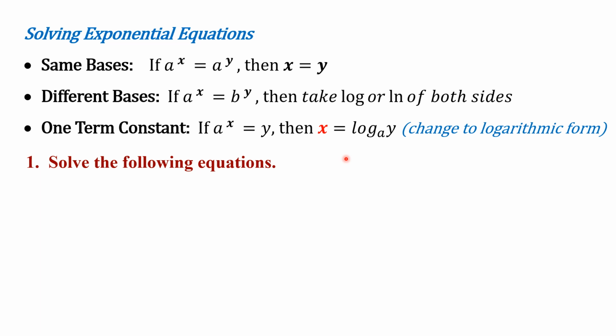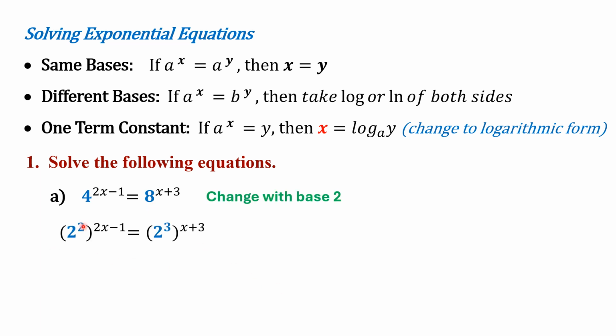So let us solve the first equation. The first equation is 4 to the 2x minus 1 is equal to 8 to the x plus 3. Here, if you analyze this in these three cases, this first example will follow the first case, which is same base. Even though the bases are 4 and 8, we can change these two numbers into base 2. So this 4 can be written as 2 squared, and this 8 can be written as 2 cubed. So we will change to base 2.